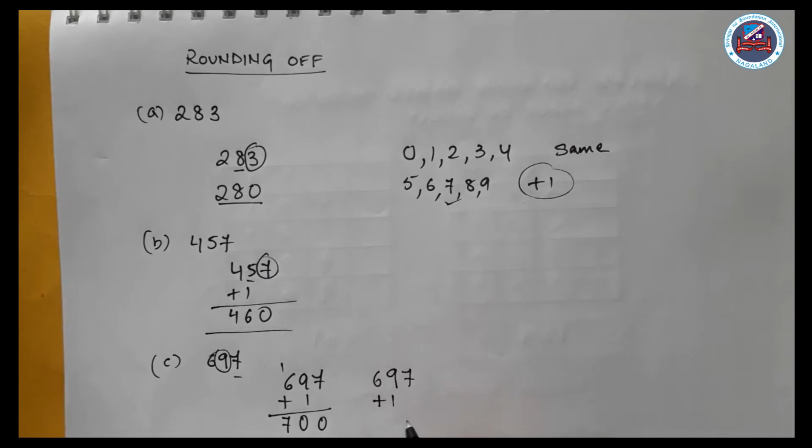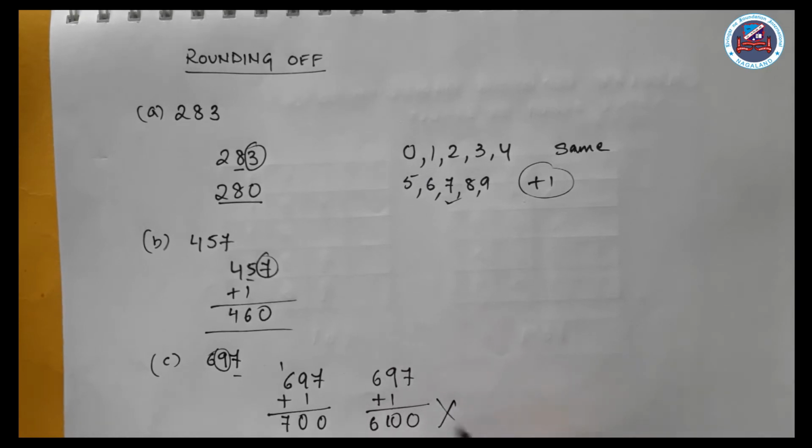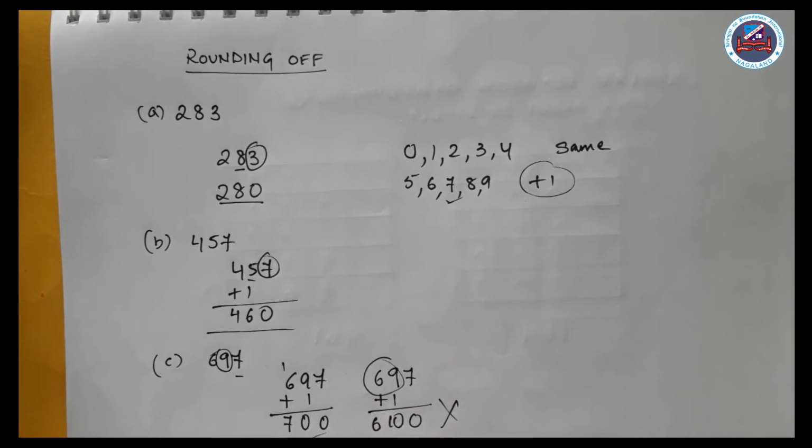So the mistake which all of you probably would make is, 697 plus 1 you will write 610, that is 9 plus 1, 10 and 0. Now which is wrong, because we have to look at 69 as one number and not 9 as a separate number. So 69 plus 1 is 70 and 7 will be 0. So this is how you round off to the nearest tens.